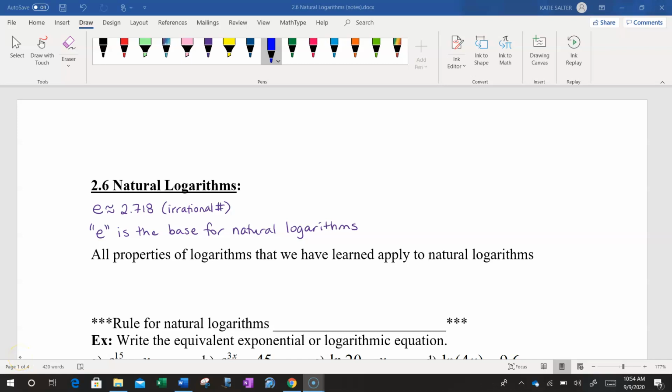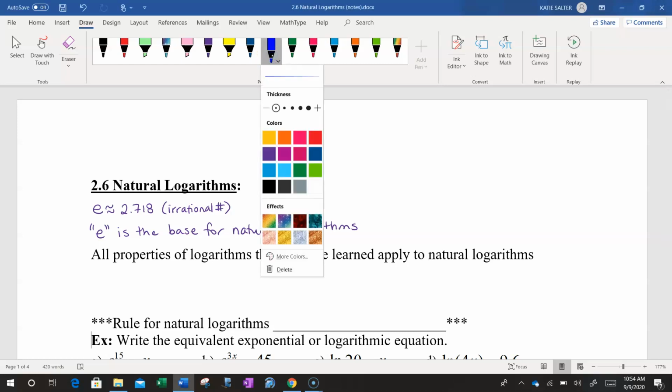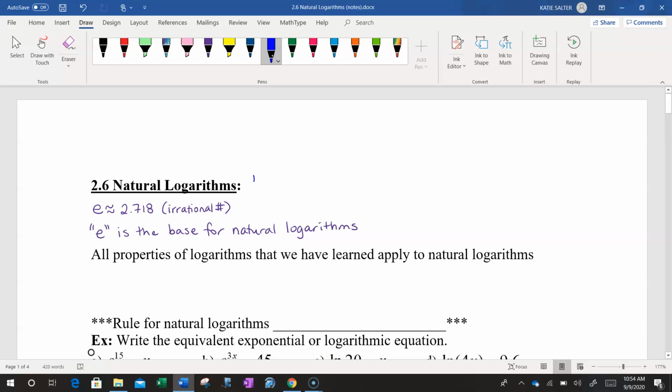Okay, so natural logarithms. Natural logarithms are all about logarithms that have a base of e, just like common logarithms are logarithms with a base 10. So the symbol that we use for a natural logarithm is ln, and you can use a capital Ln or a lowercase ln. And I know that's weird because it's natural logarithm, not logarithm natural, but I think they just started with L because log starts with L.